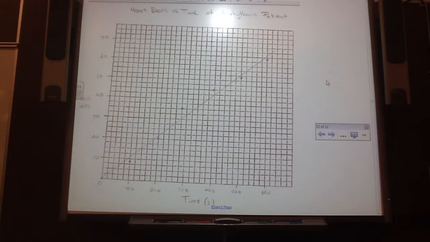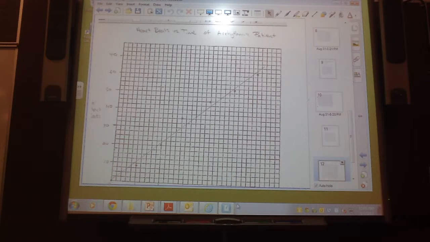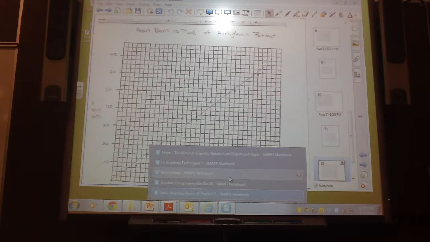So is everyone at that point now? Okay, so you see we have a linear function, etc. So let's go back to our questions and see what we can analyze and what we can interpret with this data.